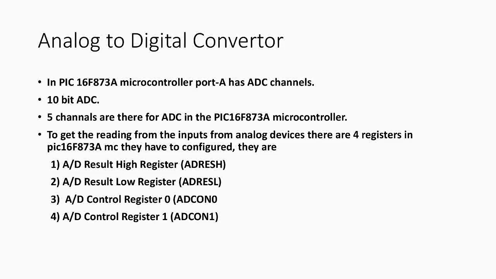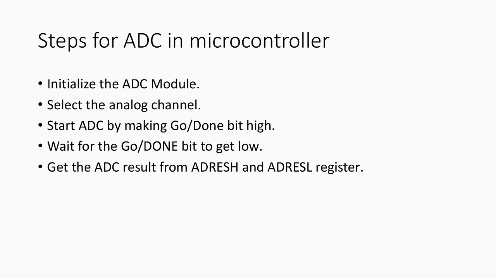The steps for the analog to digital converter are: first, we have to initialize the ADC by changing the bits of the register, and we have to select the analog channel. Next, by making the GO/DONE bit high, the analog to digital conversion will start, and after that bit gets low, the conversion will be done, and the result will be stored in the analog to digital result high and low registers.